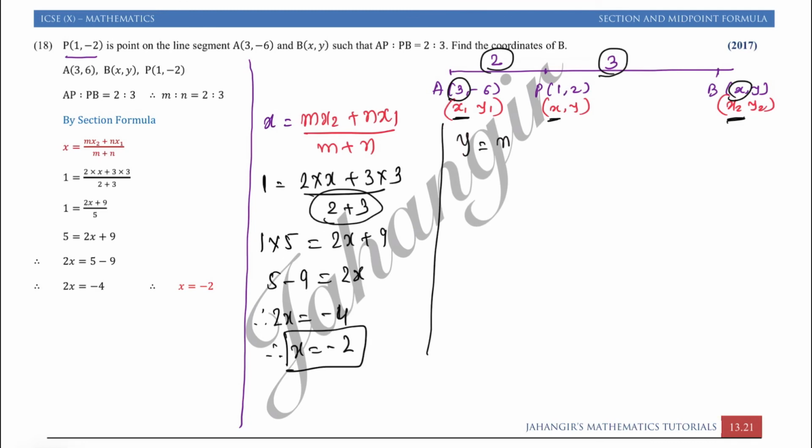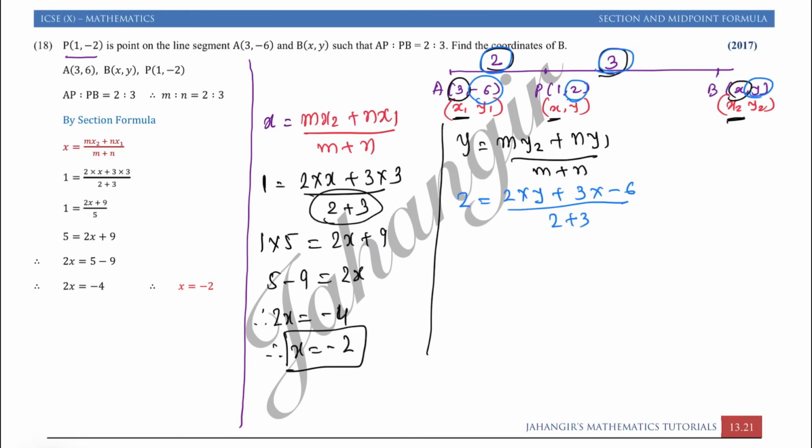y is equal to my2 plus ny1 upon m plus n. So as per the formula, you will see y is 2. See, it's y, this is y. M key value is 2 into y2 key value is y, plus n is 3. Just see which I am marking, into y1 is minus 6 upon m plus n, that is 2 plus 3.